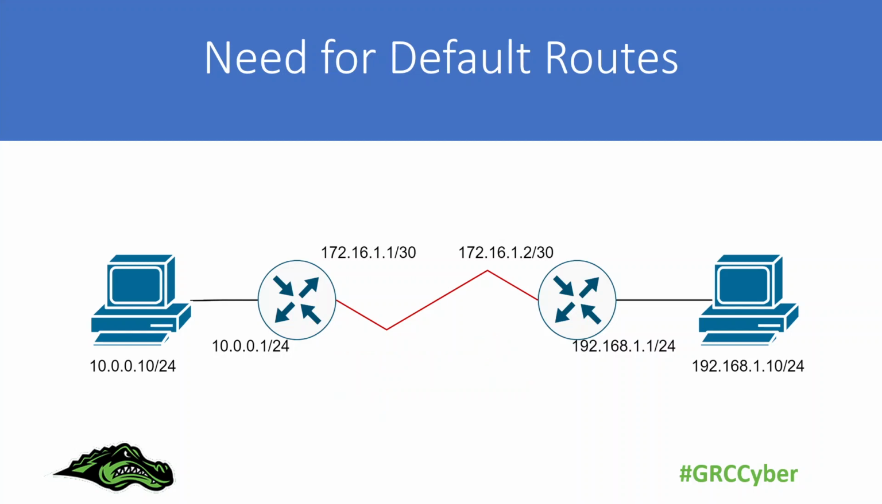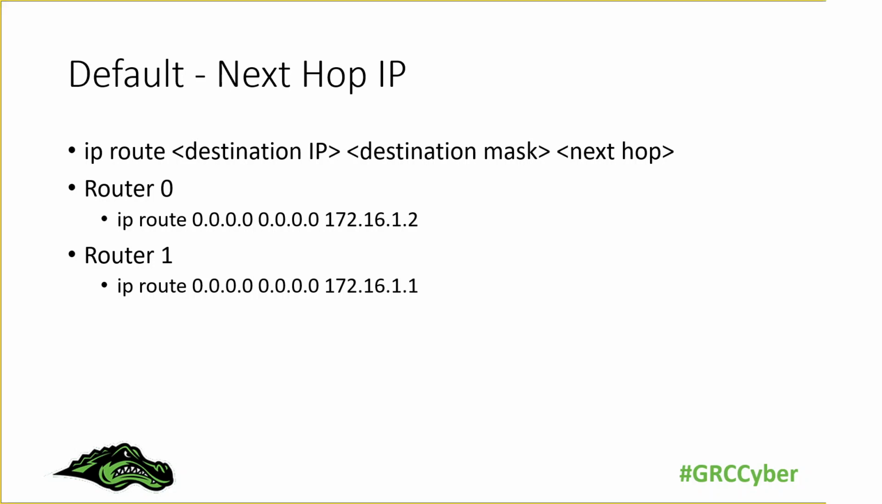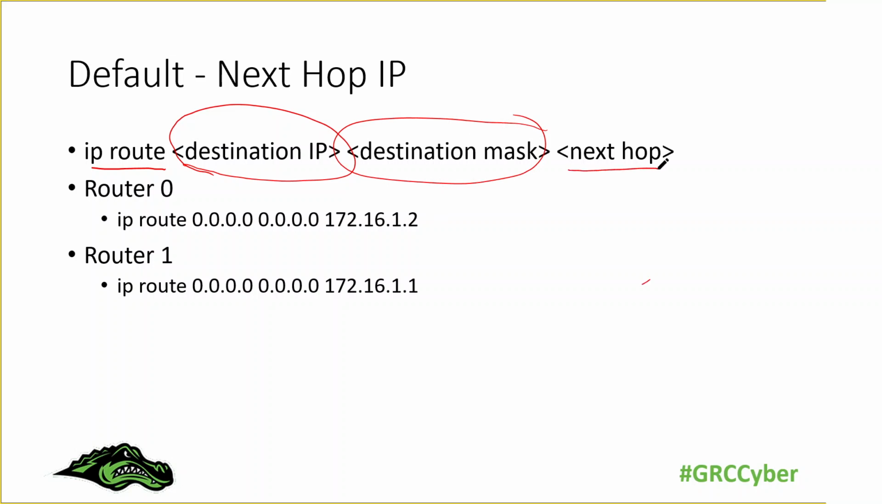With default routes, there are two specific ways to do this. The most common is to use a next hop IP address. In Cisco, you normally do this by typing ip route, the destination IP or the network address that you want it to go to, the mask that goes along with that destination network, and then the next hop, or the IP address of the next place to go.